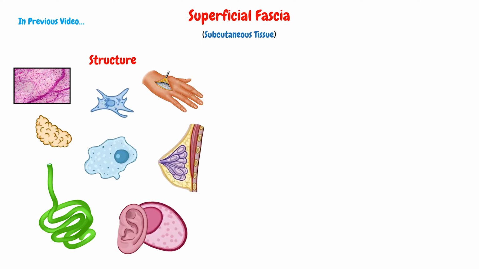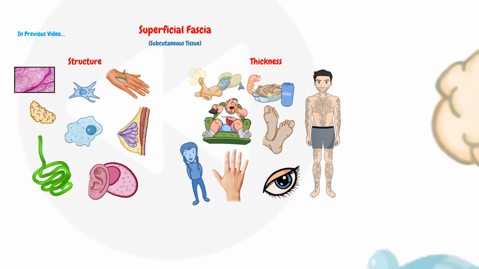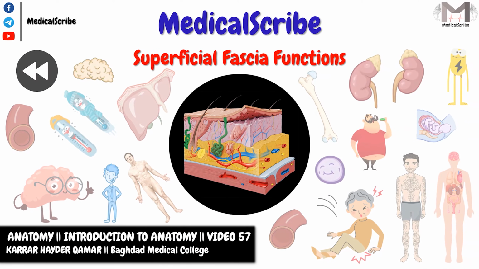In the previous video, we explained the superficial fascia, or we can call it the subcutaneous tissue, and we talked about most of its important details. We talked also about the superficial fascia structure. Then, we talked about its thickness differences between people. While in this video, we will know the major and important functions of the superficial fascia and how it will help us.